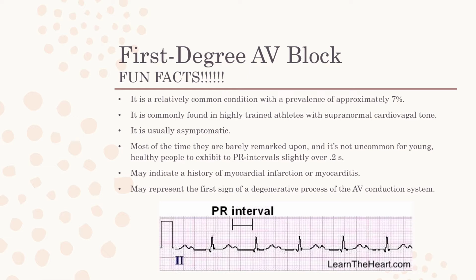It may indicate a history of MI or myocarditis, and that, of course, is going to come along with your history taking and what the patient is there for as to whether you're going to suspect that this first degree AV block is something that is pathophysiological versus something that is sort of normal physiology in someone who's a highly trained athlete. And it can represent the first sign of a degenerative process of the AV conduction system.